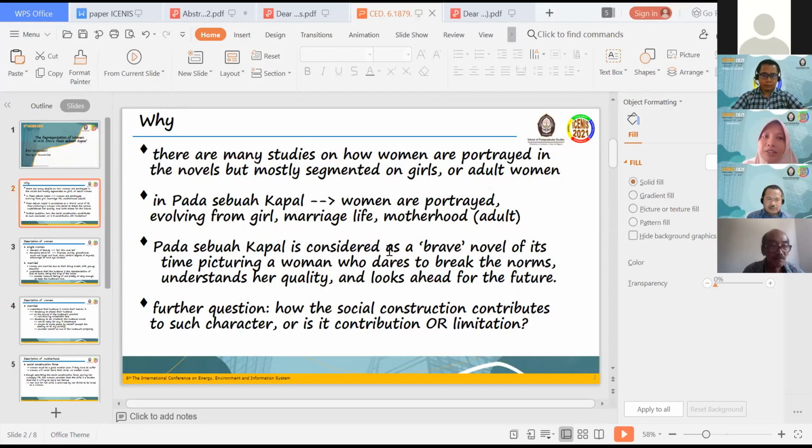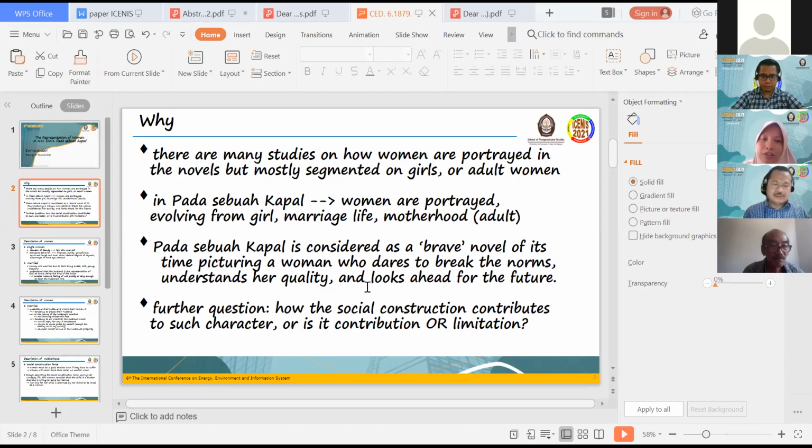There are so many studies on how women are portrayed in novels, but mostly they are segmented on girls only or on adult women only. In Pada Sebuah Kapal, it's a bit different because women are portrayed evolving from the girl's life, turning until the marriage life and motherhood. So in short, it evolves from the girl into the adult.